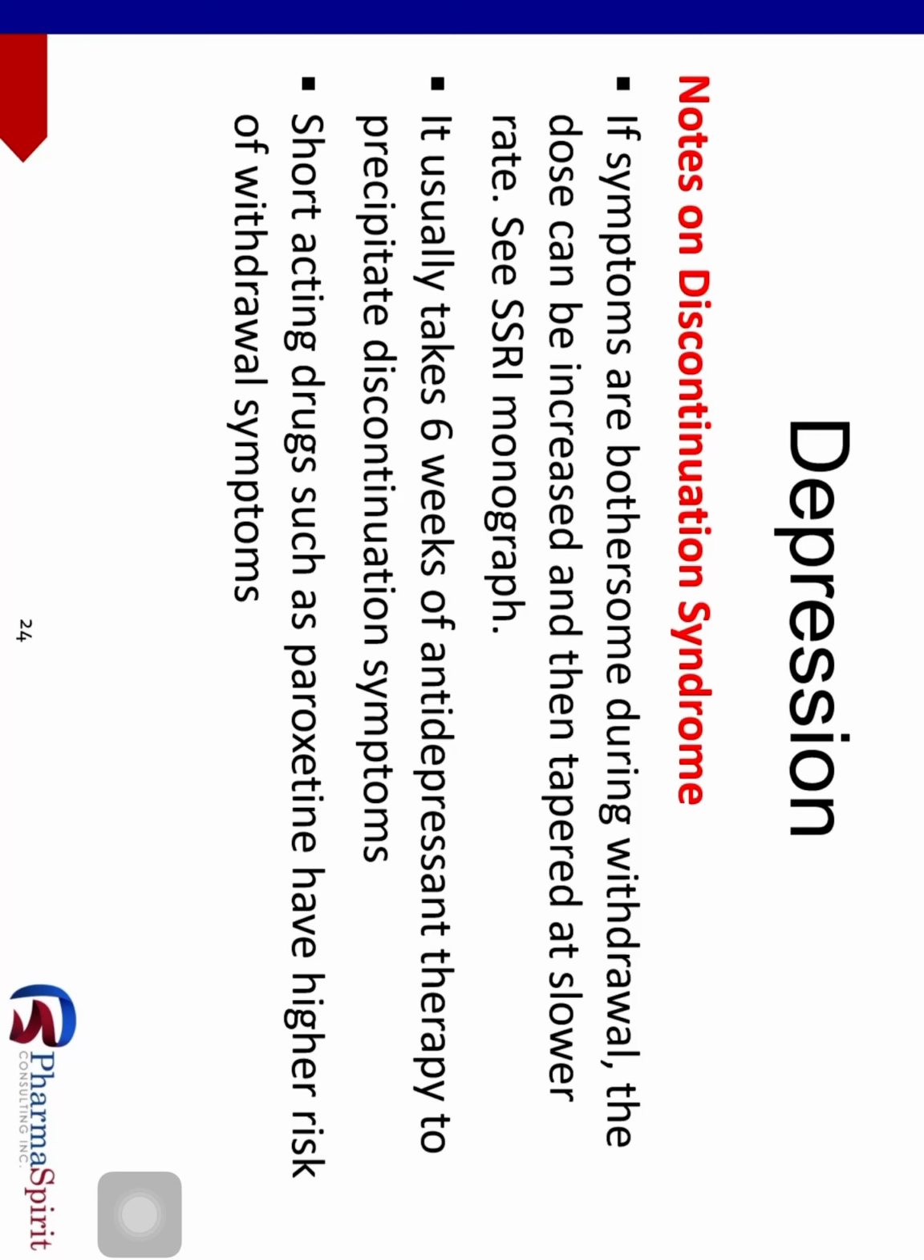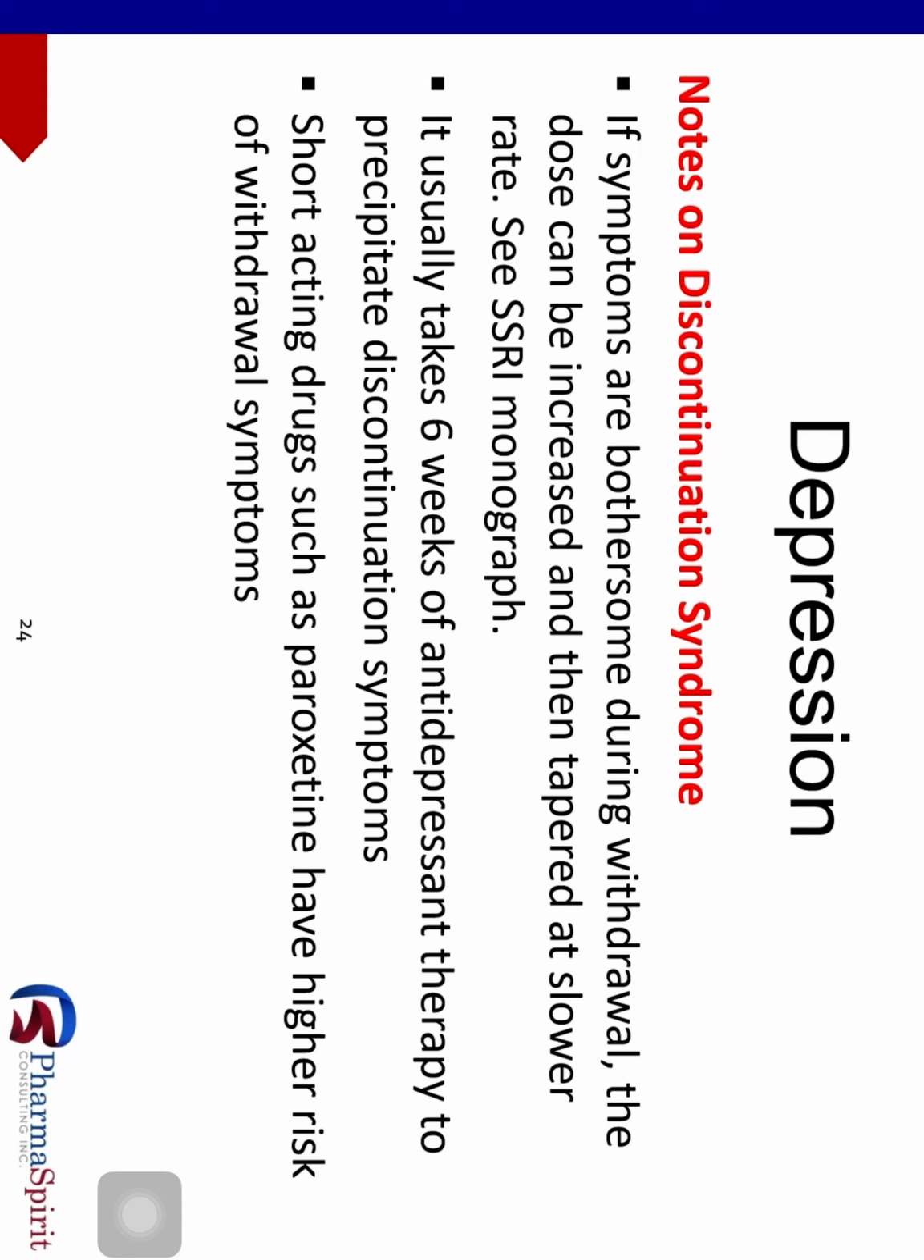So if the discontinuation symptoms are bothersome during the withdrawal phase, we can increase the dose and then start tapering again at a slower rate. For example, if the patient was taking citalopram 20 milligram and reduced the dose to 10, and then reduced the dose to 5, but at 5 milligram the patient started to have withdrawal symptoms, we can increase from 5 to 10.